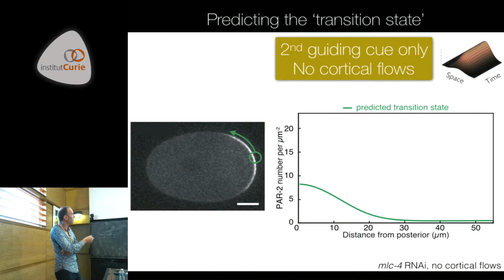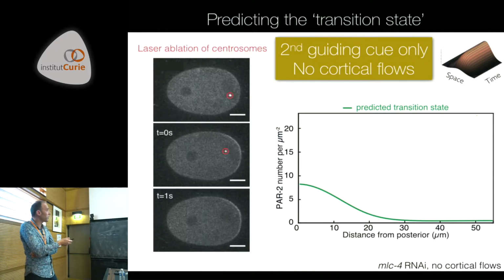So for a set width, you need to have this amount of Par-2, this amplitude in this distribution. If you're above this amplitude of Par-2 distribution, the system is going to evolve to the pattern state. If you're below that amplitude in the initial Par-2 concentration field, you're going to evolve back to the unpolarized state. Okay, so this is the predicted transition state.